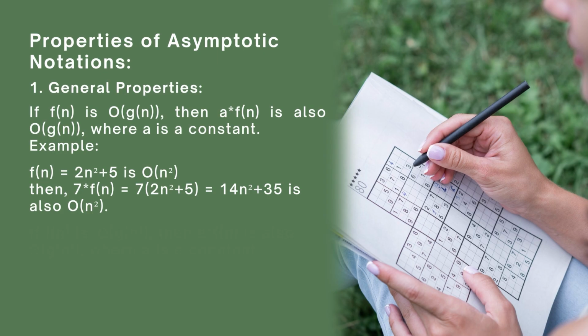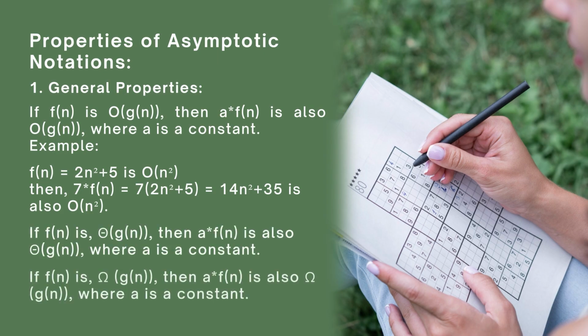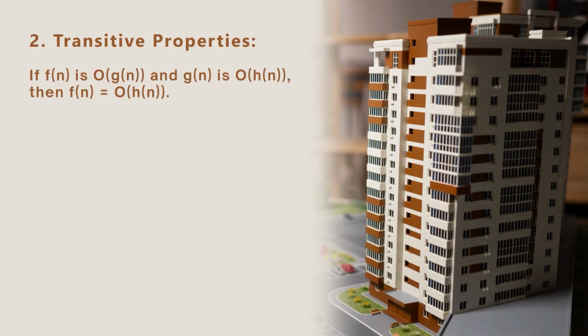We can say if f(n) is theta of g(n), then a times f(n) is also theta of g(n), where a is any constant. And again for omega also, if f(n) is omega of g(n), then if we multiply by any constant, a times f(n) is also omega of g(n), where a is any constant. So, this property holds for both theta and omega also. The next property is known as the transitive property.